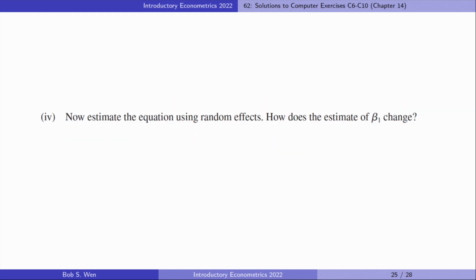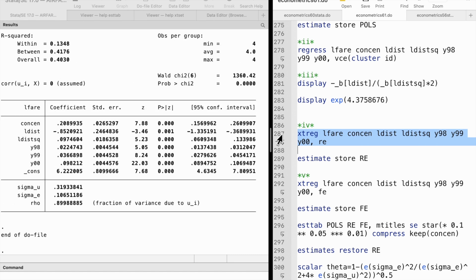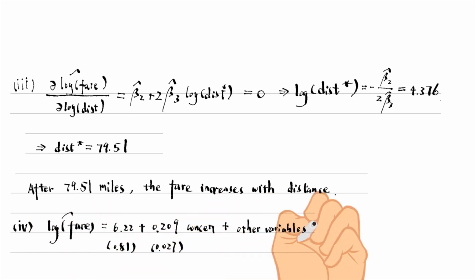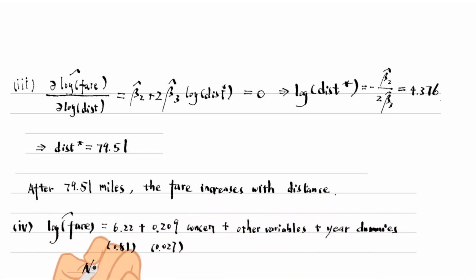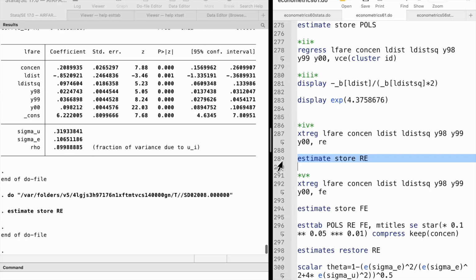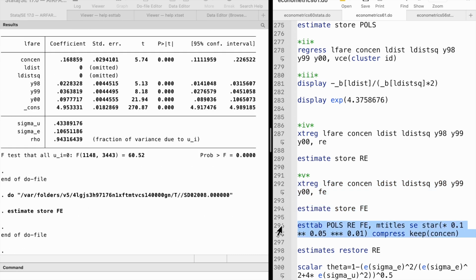In part 4, we will estimate the equation using random effects. How does the estimate of beta 1 change? The random effects estimate of beta 1 is 0.209. We estimate the model by fixed effects in Part 5. The estimate of beta 1 is 0.169. We can compare the estimates in a table.